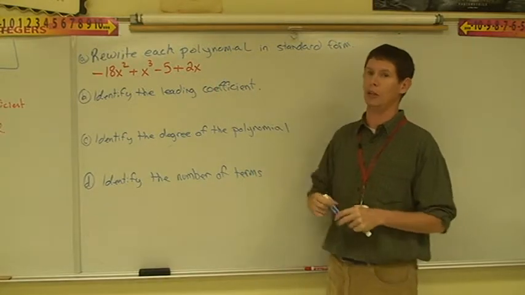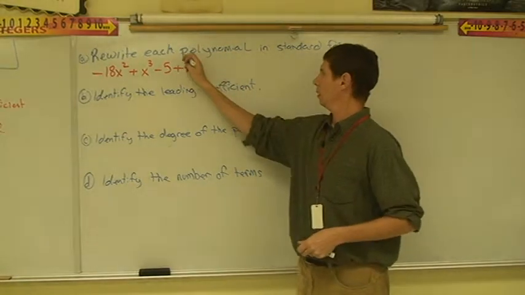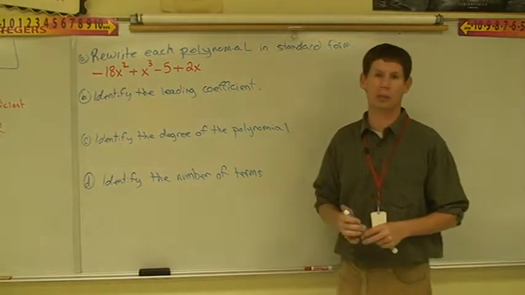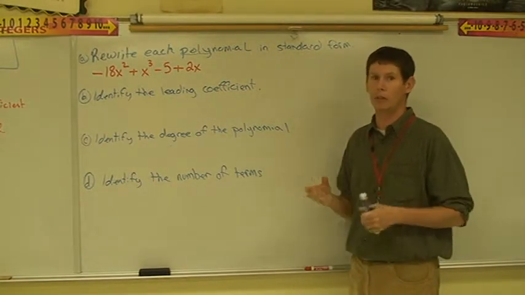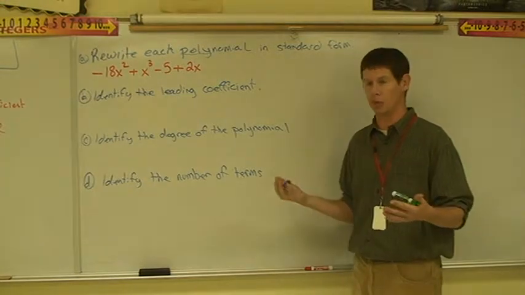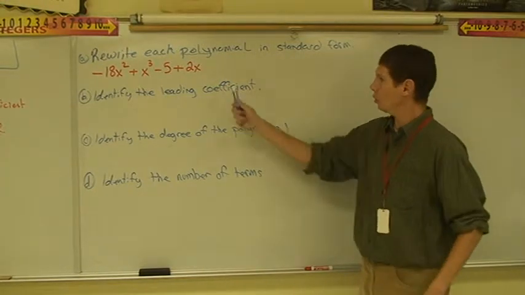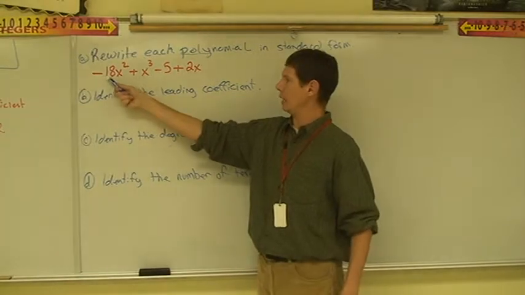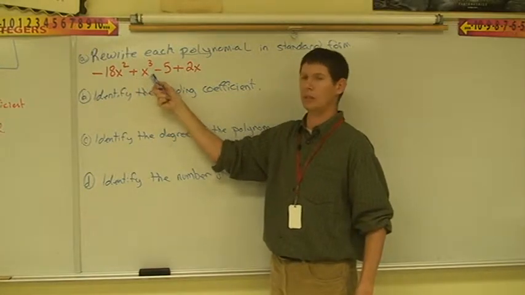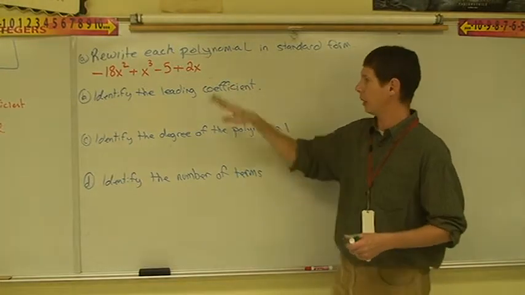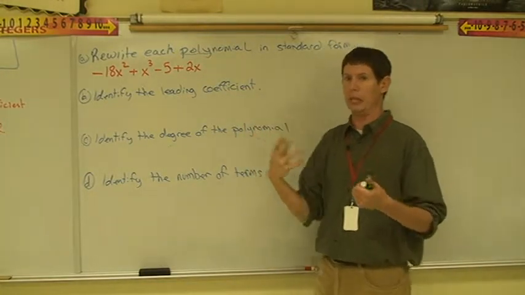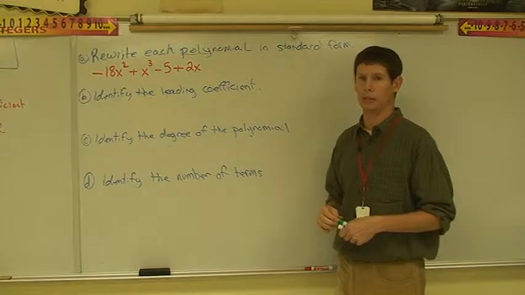So the first thing we need to know about polynomials is what the heck are they? Poly means many, so polynomials are just a bunch of individual terms either added or subtracted together. So when you look right here in red, I have this negative 18x squared plus x cubed minus 5 plus 2x. That's a polynomial because we have different terms being connected with addition or subtraction signs.